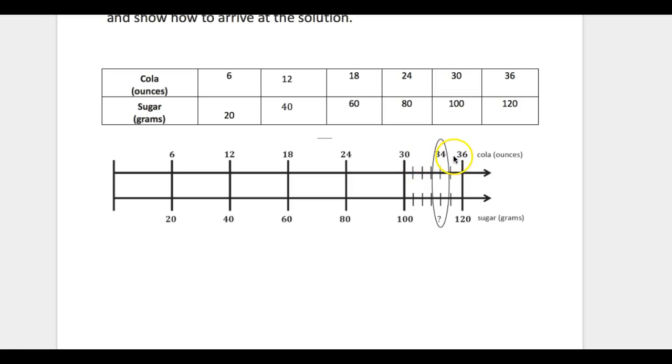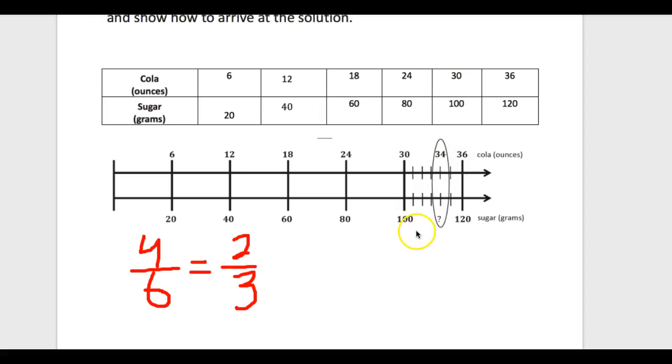How far is 34 between 30 and 36? Well, we know that there are 1, 2, 3, 4, 5, 6 pieces. I think I said 5 earlier. There are 6 pieces, and 34 is at the 4th piece. So we know that 34 is 4/6 between 30 and 36. Now, as with all fractions, can we simplify this one? Can we divide the numerator and the denominator by the same number? We can divide it by 2. 4 divided by 2 is 2. 6 divided by 2 is 3. So we can say that 34 is 2/3 of the way between 30 and 36.